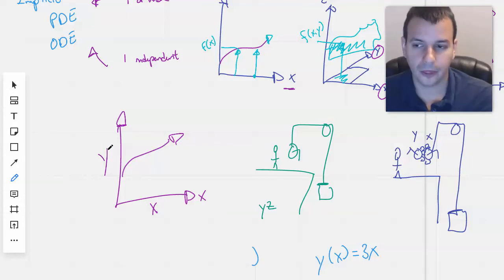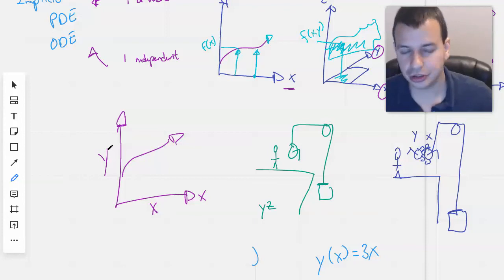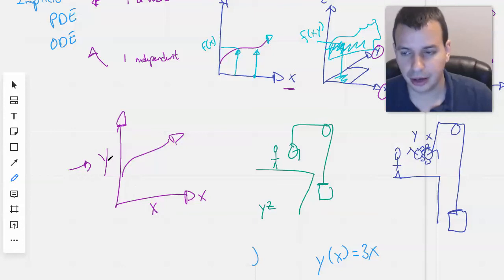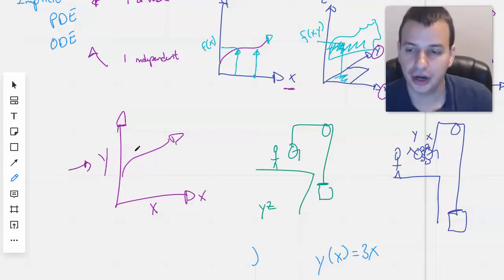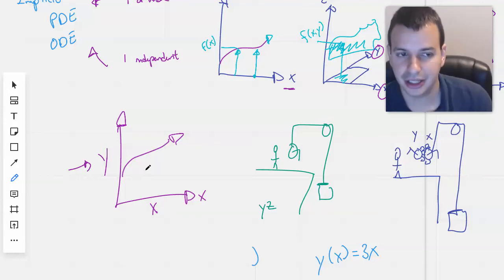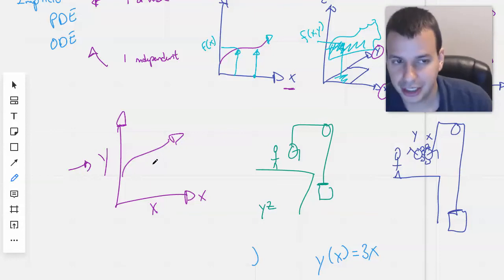That's not always the case, but you can usually look at these functions and just reverse it around and be like, well, no, I want the y to be the independent variable. I'll put in a y, and what do I get out for x? As long as you have one input, one output, then whatever your input is will be your independent variable.